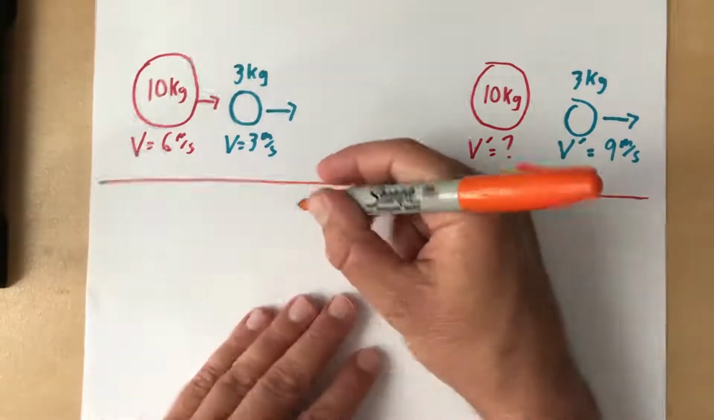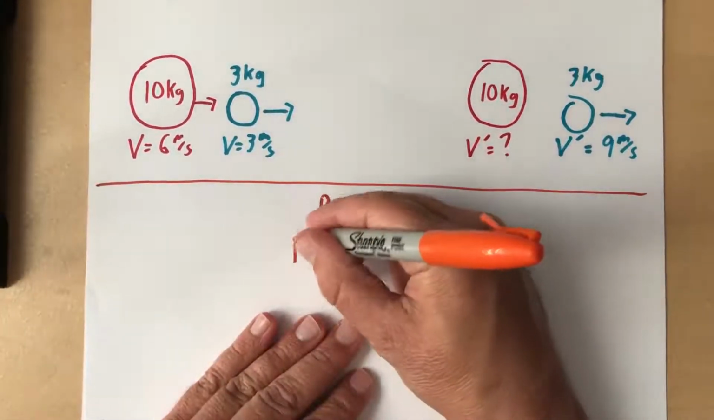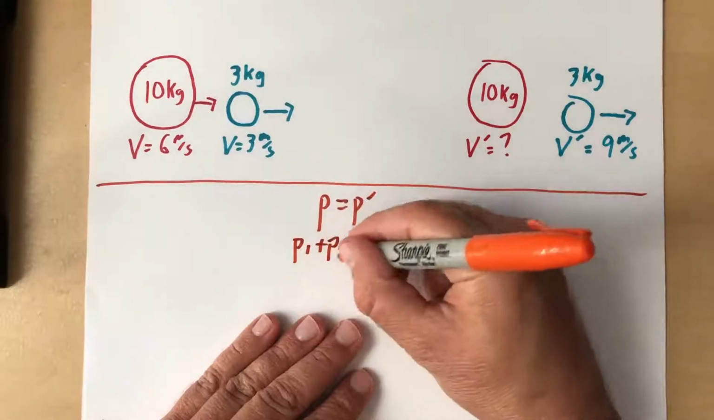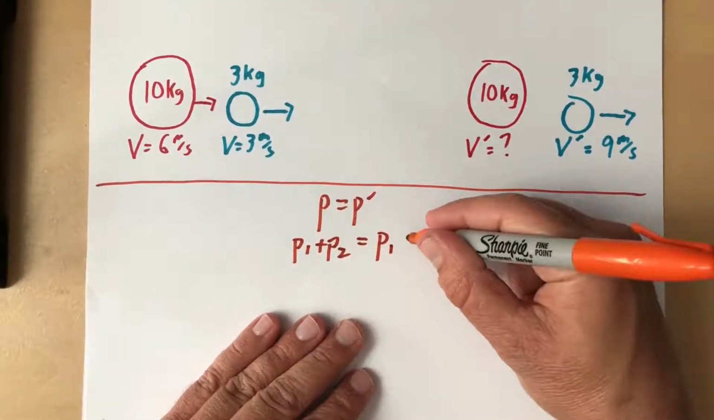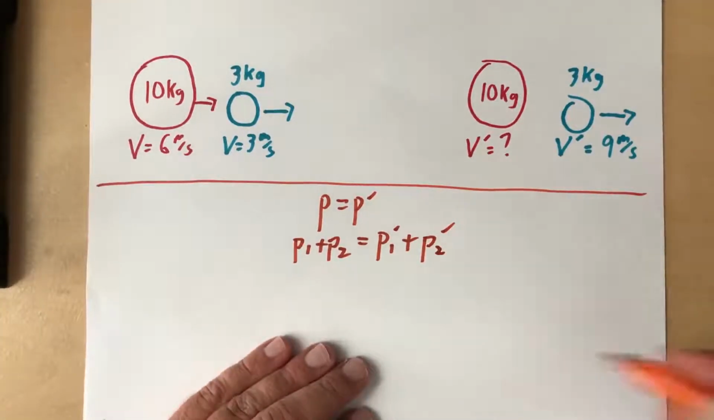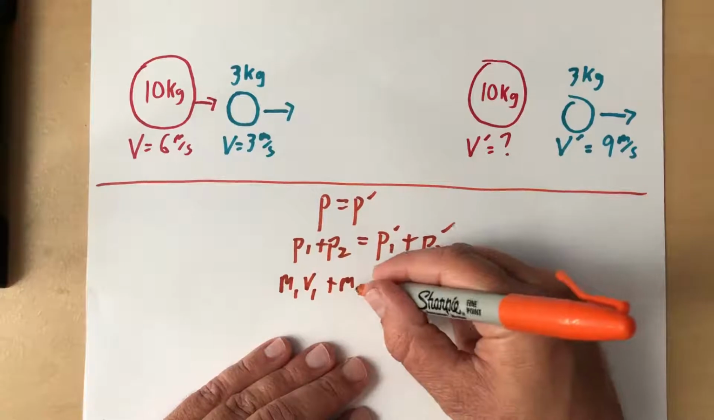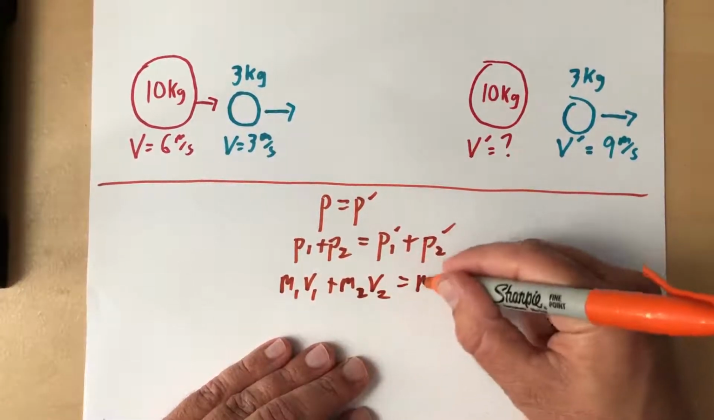So let's set this up again. The momentum before is equal to the momentum afterwards. That means the momentum of object 1 before plus the momentum of object 2 before has got to be equal to the momentum of object 1 afterwards plus the momentum of object 2 afterwards. And plugging in for each of those, we would expand it out to get this.